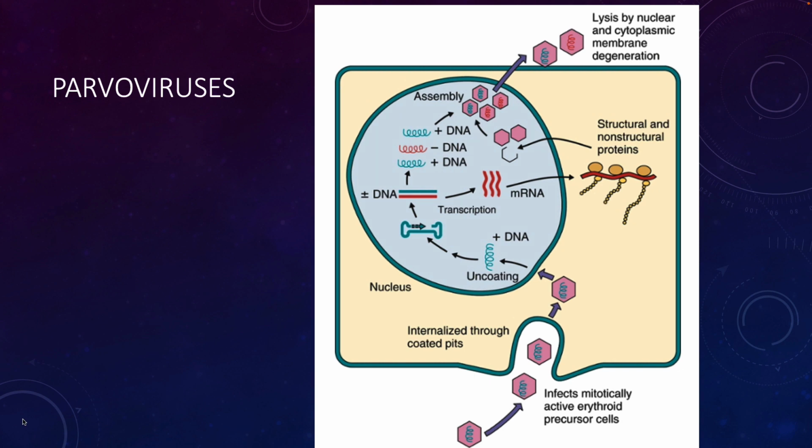The replication of parvoviruses is relatively similar to other DNA-based viruses. The viral DNA goes into the nucleus where it will replicate and be transcribed and then packaged into viral particles for release.